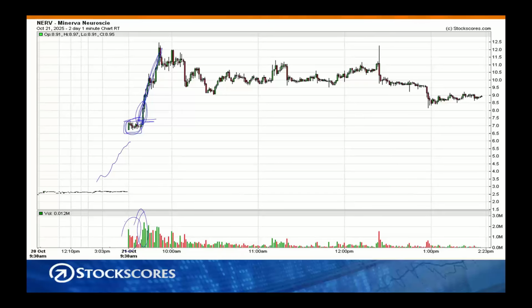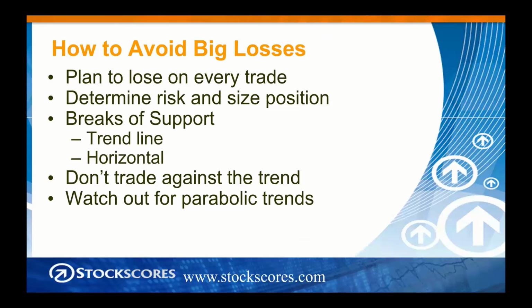Now, the caveat for that is that it's essential to have good risk management because these abnormal stocks, they're going up quickly, they can also go down quickly. And so we have to protect ourselves against that by doing good risk management. So if we dive back into our slides here, next slide, how to avoid big losses.